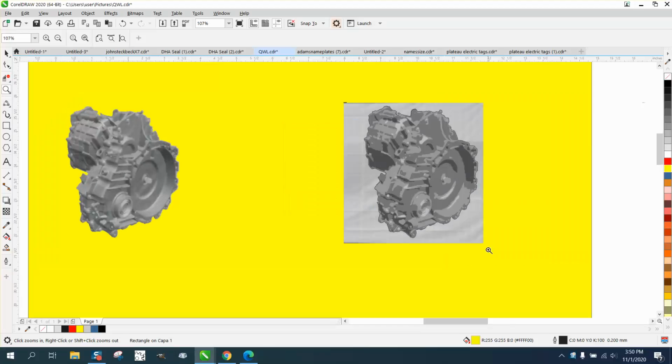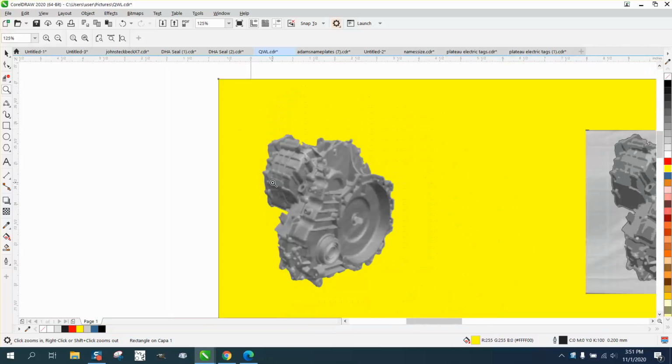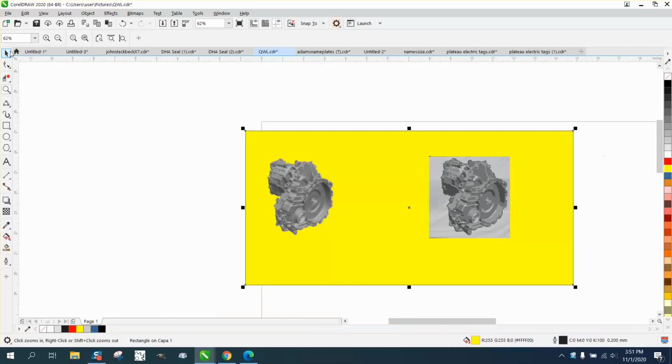Hi, it's me again with Corel tips and tricks, and somebody sent me this picture, and I'm thinking they want to remove the background and print on a shirt. I cannot help you on the quality of the picture because it is what it is.